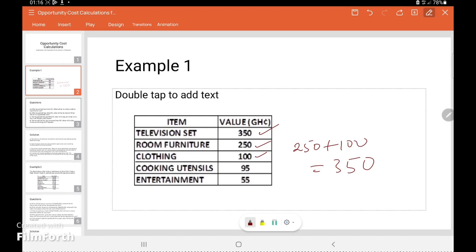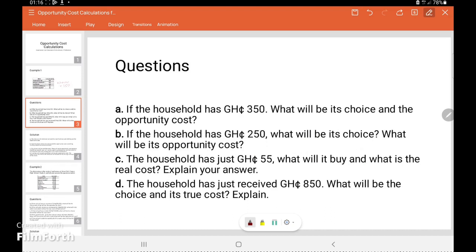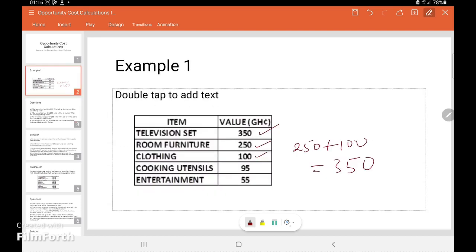So let's look at the next question, B. If the household has 250 Ghana cedis, what would be its choice, and what would be the opportunity cost? So now the household has 250 Ghana cedis. When you go back to the table, what would be the household's choice? Yes, the household's choice will be room furniture.